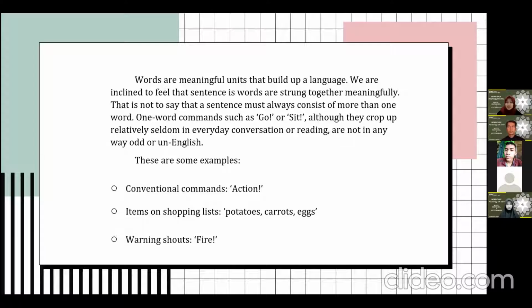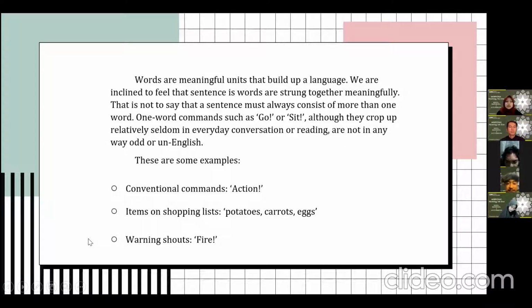I hope you guys can get what I mean. And for the next example is item on shopping list. For example, we are required to go shopping by our mom, and then she gave us a shopping list, and the note is written like potatoes, carrots, eggs, and so on. Although they are formed with one word, we can understand what it means. We should buy the potatoes, and then we should buy the carrots, and we should buy the eggs, right?